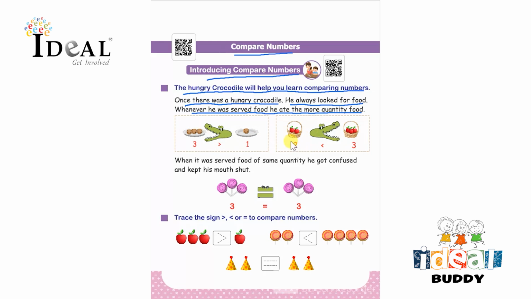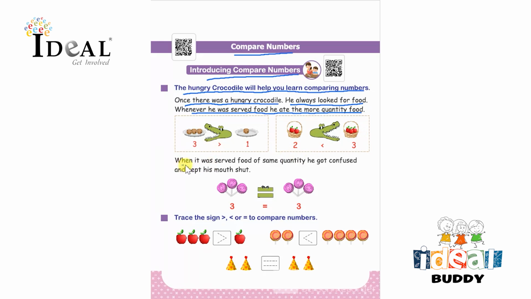Over here there are 2 apples in the first basket and 3 apples in the second basket. So the hungry crocodile's mouth is towards the number 3. That is 3 is greater than 2, or we can also say 2 is smaller than 3. So you can help the child understand this way.